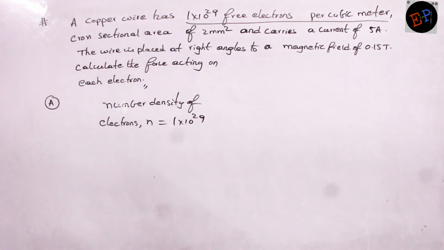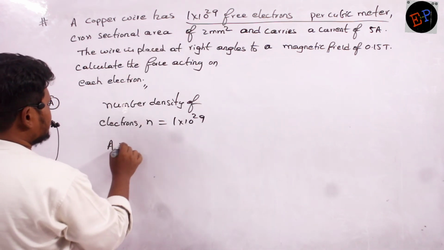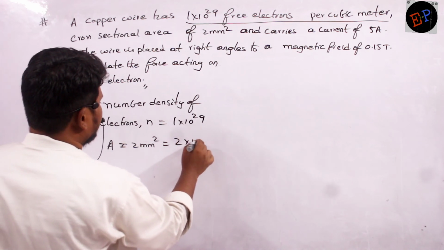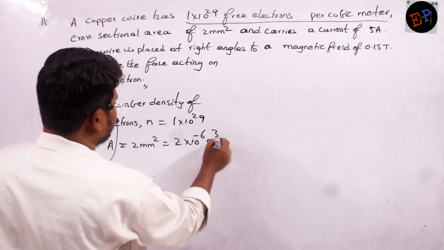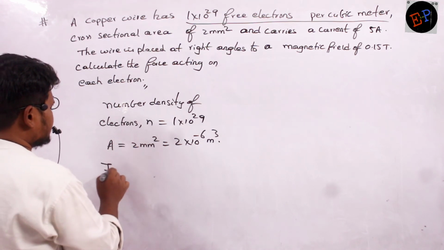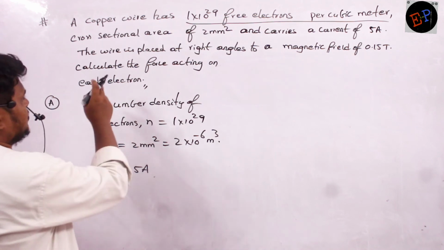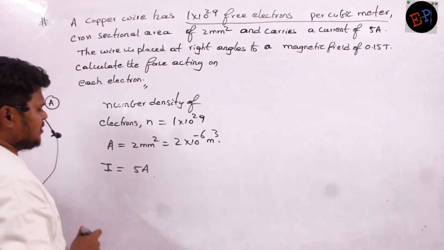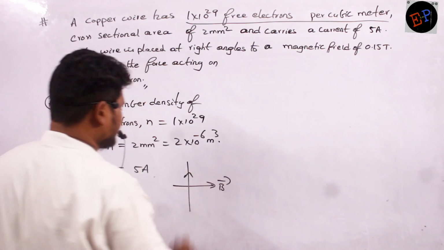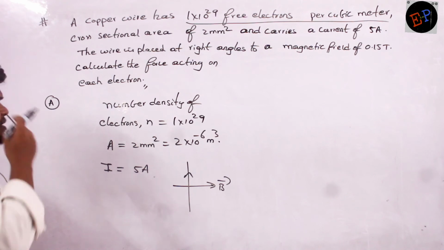What is the cross-sectional area? Cross-sectional area is 2 mm square, or I can write 2 into 10 power minus 6 meter square. It is carrying a current of 5 amperes. The wire is placed at right angles to a magnetic field. For example, if this is the magnetic field, the current carrying wire is placed like this. Then calculate the force acting on each electron.